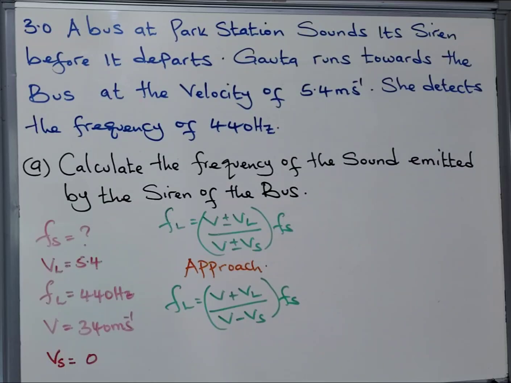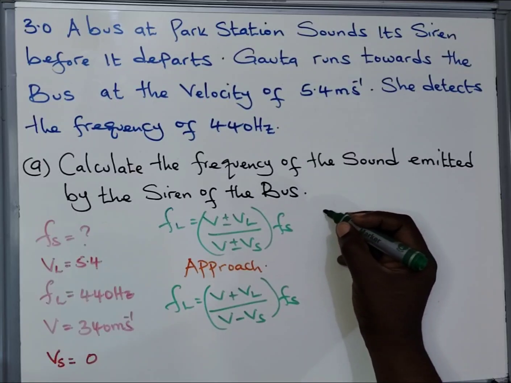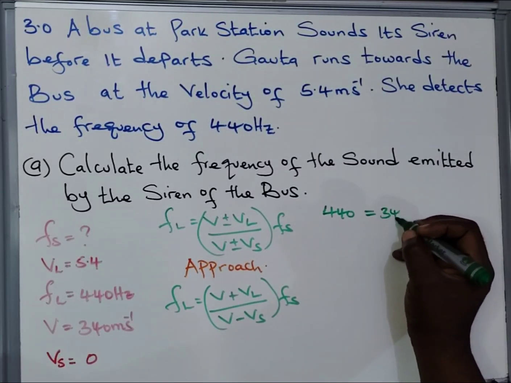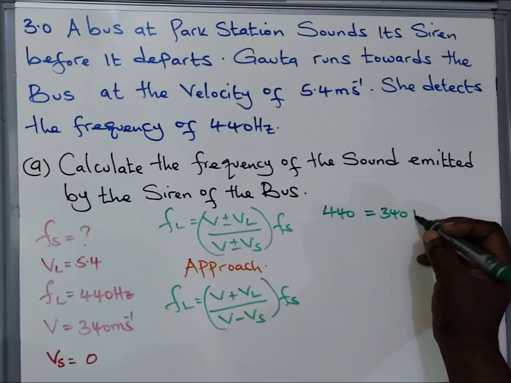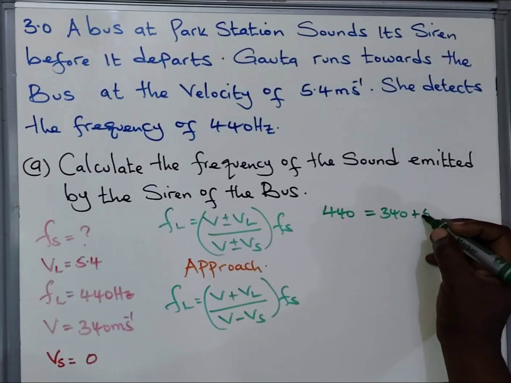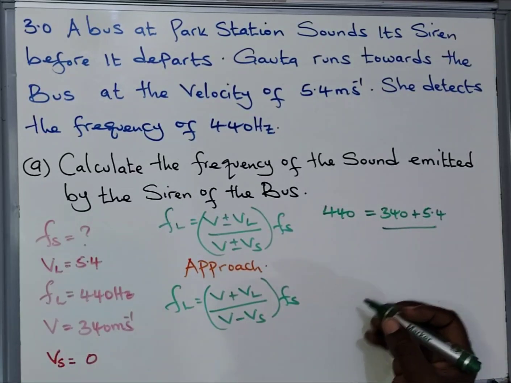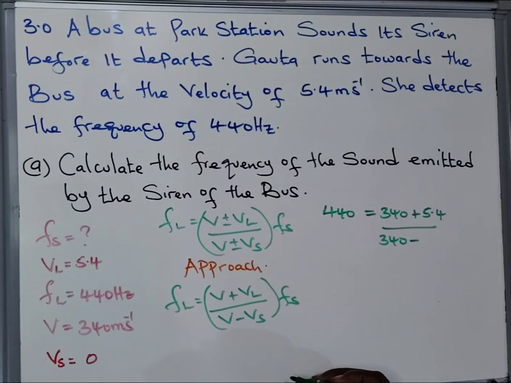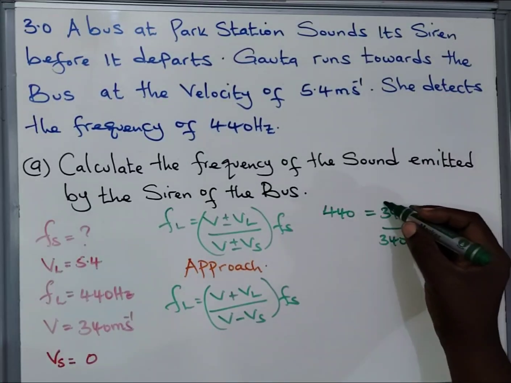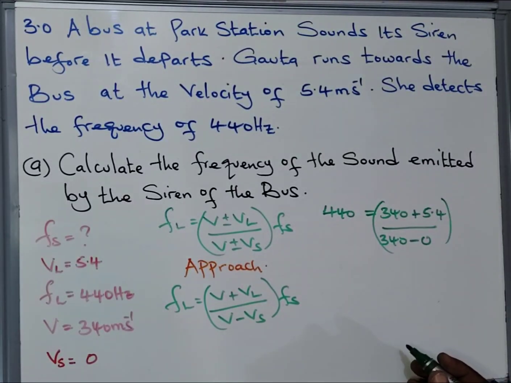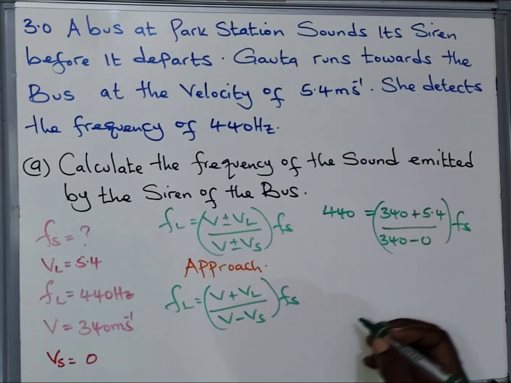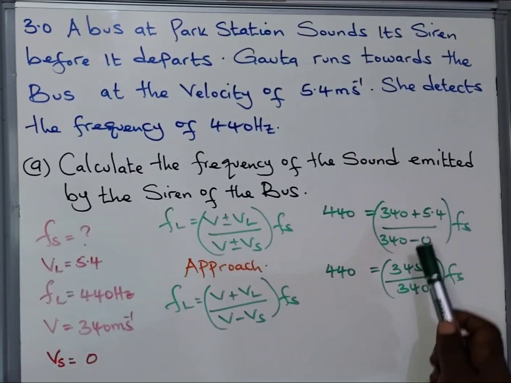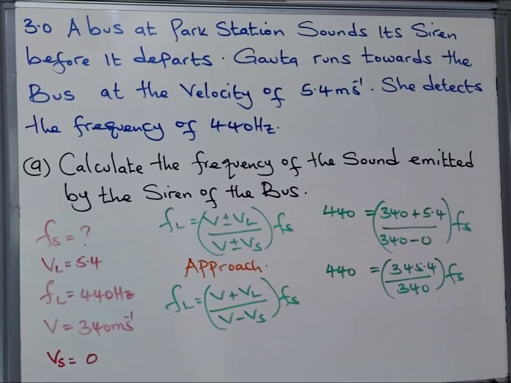So what do we do? We substitute. In substituting, we have FL, which is 440, and velocity of sound is known, 340, plus velocity of the listener, which is 5.4, over 340 minus velocity of the source, which is 0, all this one into frequency of the source, which we don't know. So this is what we get when we simplify.